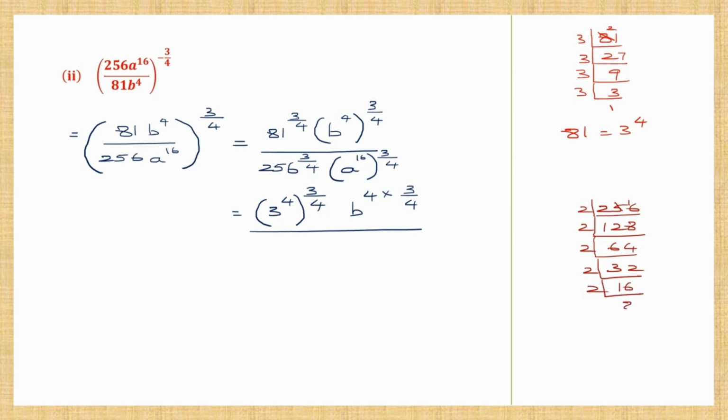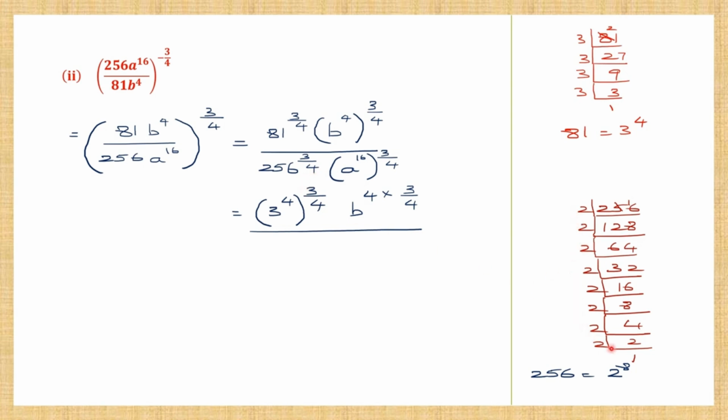2 into 8 is 16. 2 fours are 8 and 2 twos are 4. Finally, 2 ones are 2. Now here we have 1, we can count and see 1, 2, 3, 4, 5, 6, 7, 8. That means 256 can be written as 2 raised to the power of 8. Now we can simplify this further. We can write it as 2 raised to the power of 8 here, or we can simplify this further because a power is 4 here, 3 by 4 in the fraction. Can we get a power that is equal to 4? This is just to make our work easier.